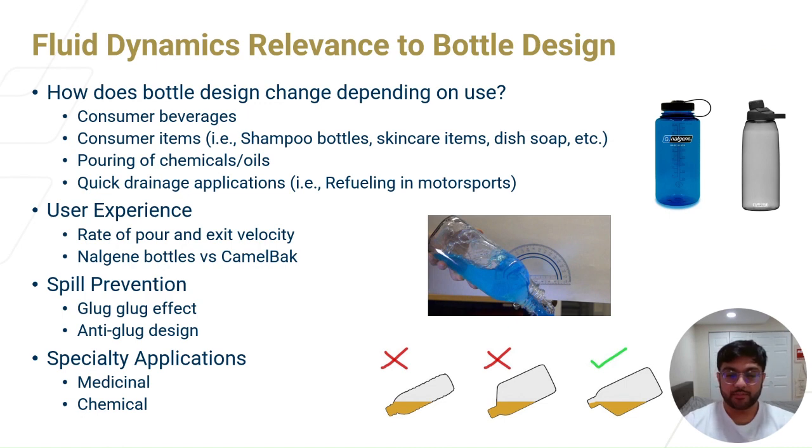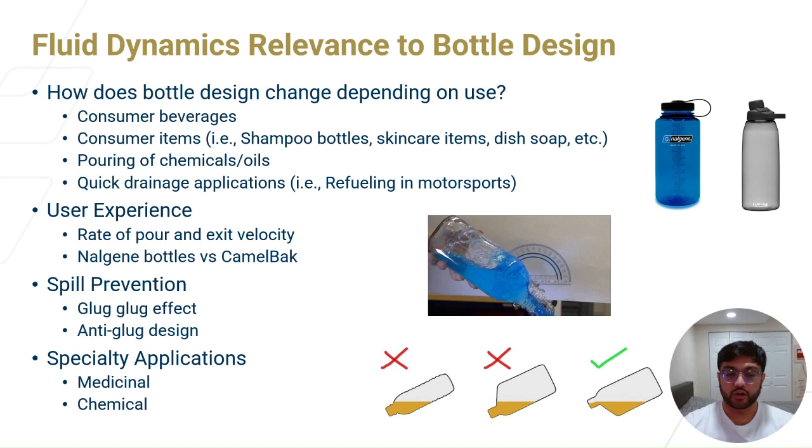So why is fluid dynamics relevant to bottle design? Bottle design can change depending on the use. For example, you have your consumer beverages like water, milk, anything that you can consume like soda. The shape of the beverage bottle can influence how the liquid dispenses, considering factors like carbonation and serving size.